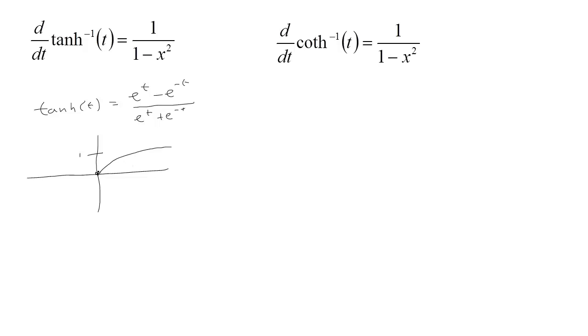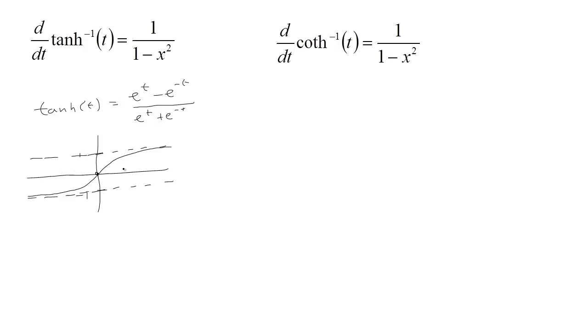We know it goes through the origin because if you take e to the 0 minus e to the minus 0, you have 1 minus 1. That's 0 up top. Now as you go backwards, as t goes to negative infinity, the e to the t's will fade, and you'll be left with negative e to the negative t over e to the negative t, which is negative 1. So as we go backwards, the hyperbolic tangent will approach negative 1.